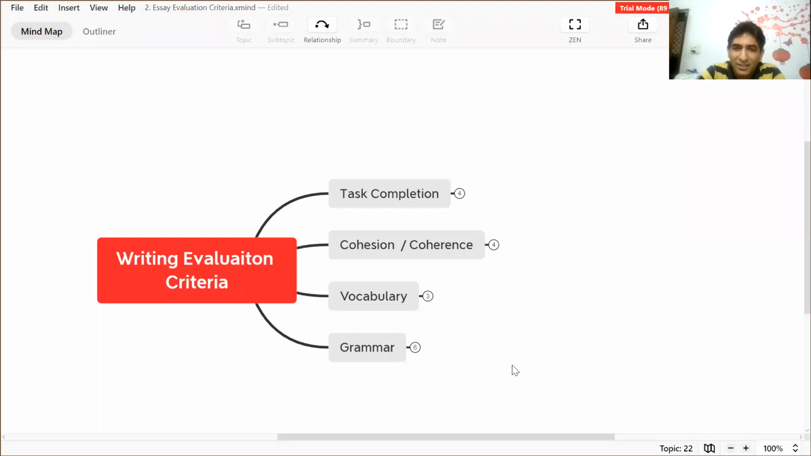Now, the question is, why should you know about evaluation criteria? Once you are clear about how your essay or graph would be evaluated, you would follow the right path or the right structure. You would give evidence to the examiner to give marks to you.